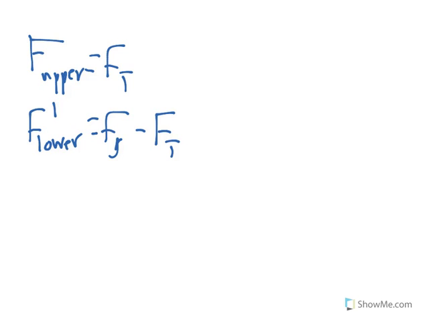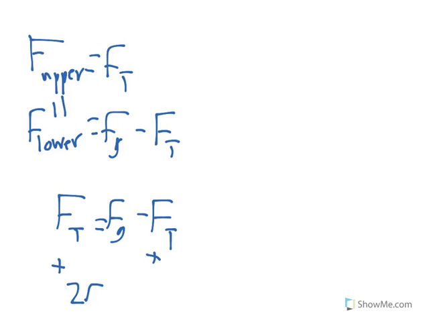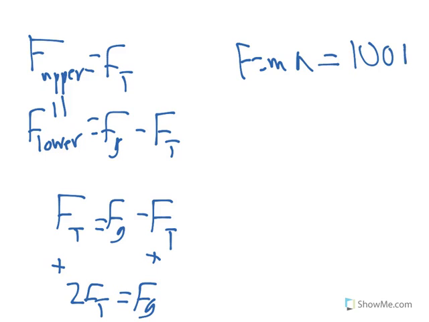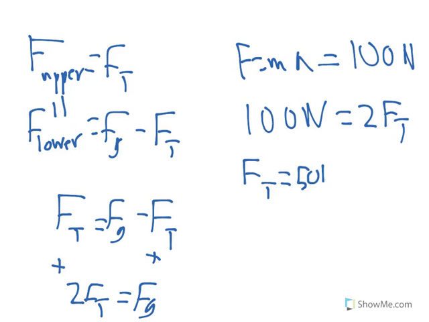And we know force upper has to equal force lower. So force of tension is force of gravity minus force of tension. Add it to both sides. Twice force of tension equals force of gravity. Now what's force of gravity? F equals ma. The acceleration of gravity is 10, and the mass of block is 10. That's 100 newtons. So we say 100 newtons equals twice the force of tension. Now we're getting there. Divide through by 2, the force of tension is 50 newtons.